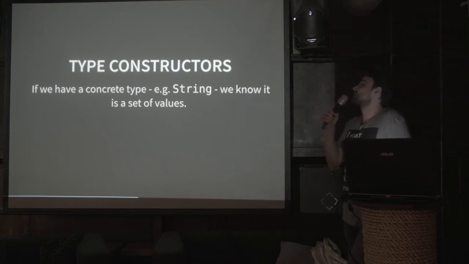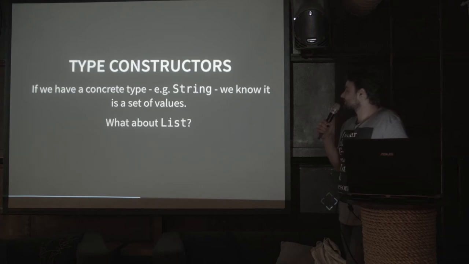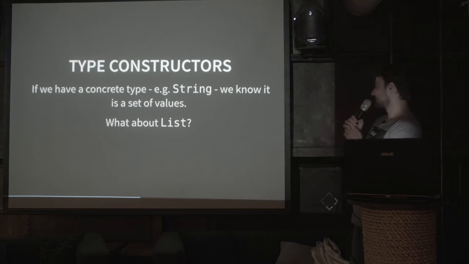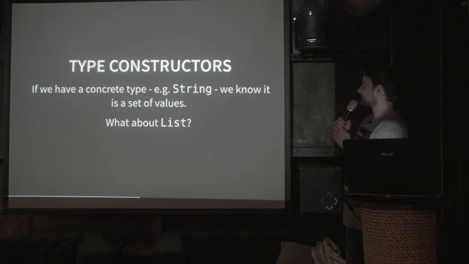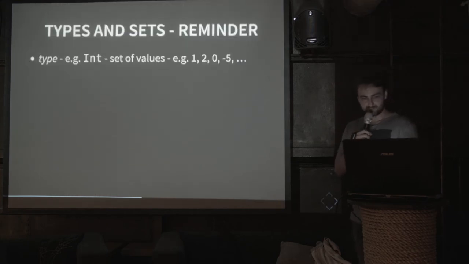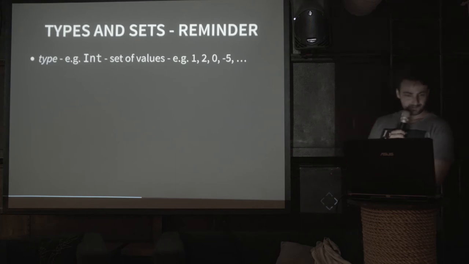But in set theory, where everything is a set and a function is also a set, okay, we have a list without any arguments. Can we call that a type? Well, we can, even though it's hard to tell anything about the values of a list when we don't have an argument passed. So let's do a little bit of a reminder of set theory.